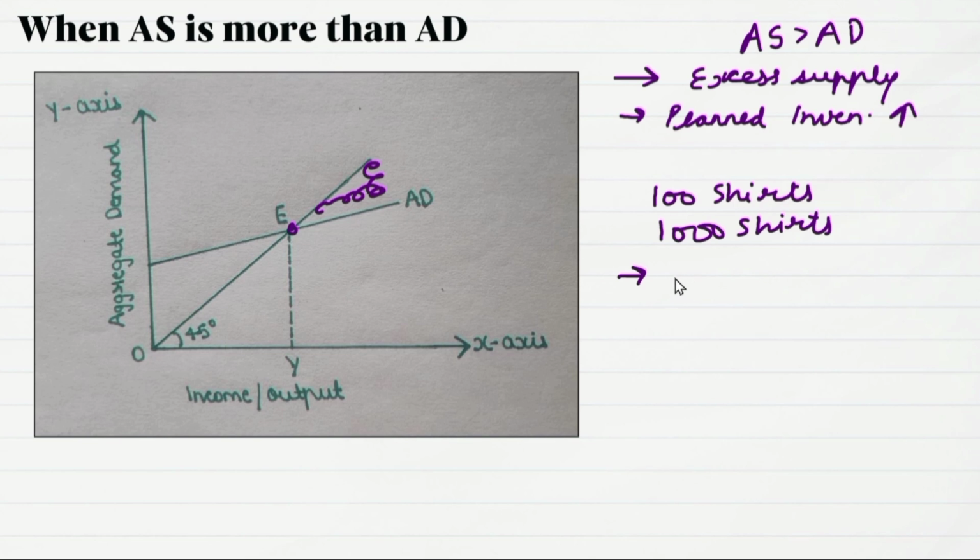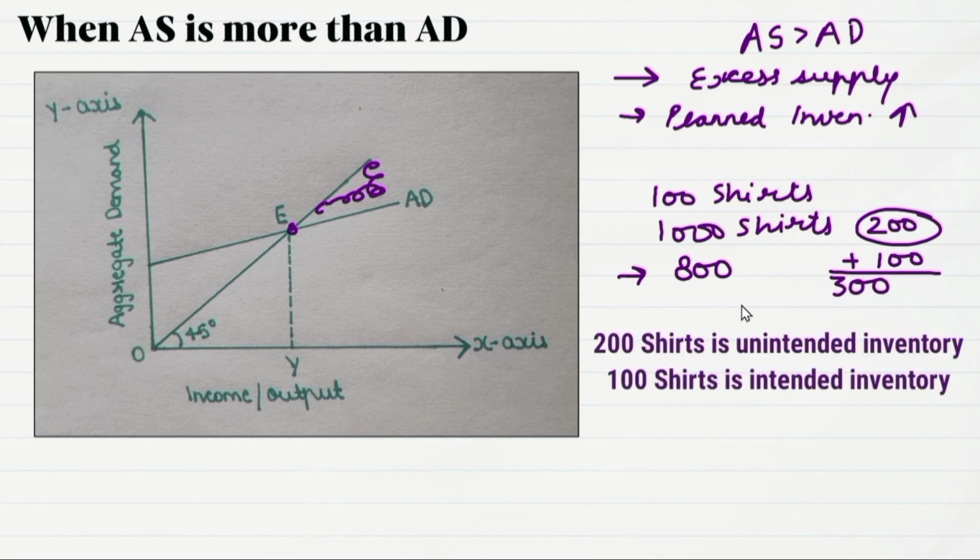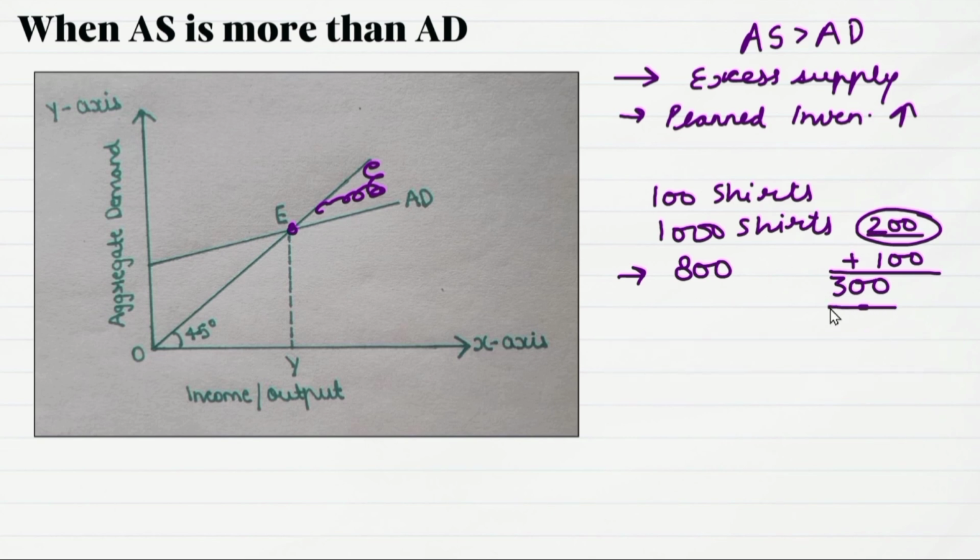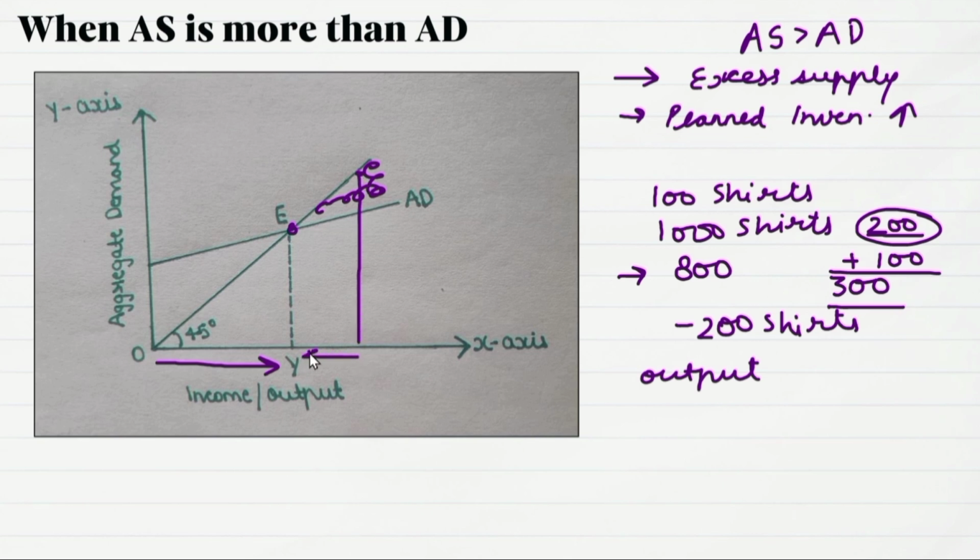Now because of low demand, the sales is only 800 shirts, which means that 200 shirts would be left and 100 would be their desired stock, which means now the stock is 300 shirts. So to clear this unwanted increase in inventory, and what is the unwanted increase in inventory? It is 200 shirts. Now to clear this, firms would decrease the output until the economy is back at the output level OY, where AD becomes equal to AS and there is no further tendency to change.